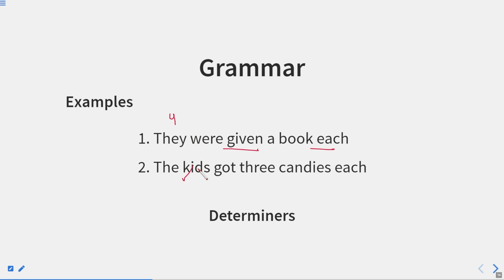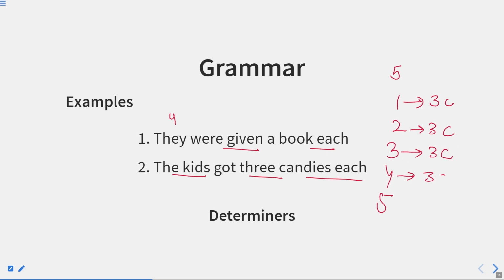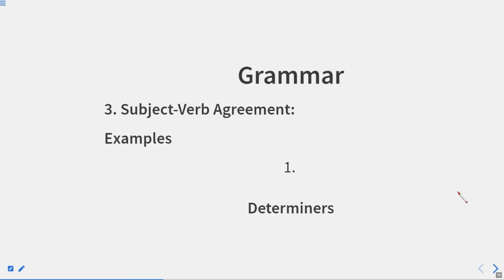The kids got 3 candies each. It means suppose there are 5 kids, 1, 2, 3, 4, 5, and the kids got 3 candies each. It means the first one has got 3 candies, the second one has got 3 candies, the third one has got 3 candies, the fourth one has got 3 candies, and the fifth one has got 3 candies. So 3 candies each means that all the individual students are getting 3 candies. So this is how we can use the word each at the end of the sentence.